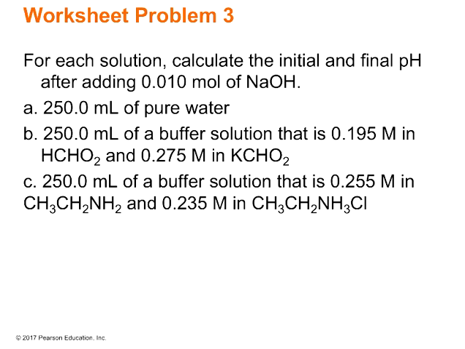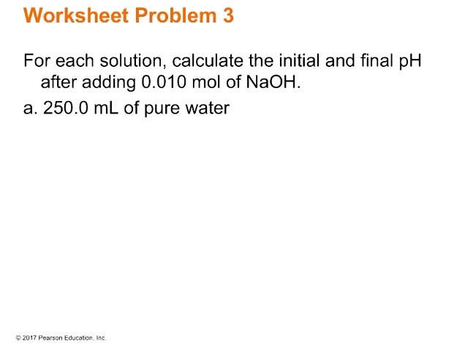And then in B, we're going to add sodium hydroxide to a buffer solution. And then in C, we're going to add sodium hydroxide to a different buffer solution. So again, we want to determine the pH before addition of sodium hydroxide and after addition of sodium hydroxide. Okay, so let's determine the pH of sodium hydroxide in water.